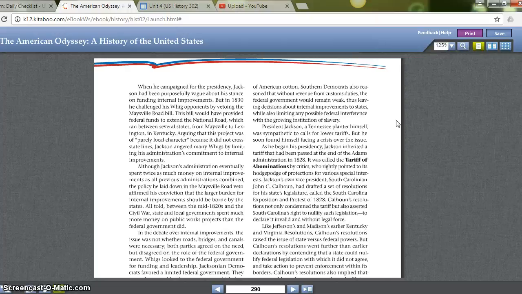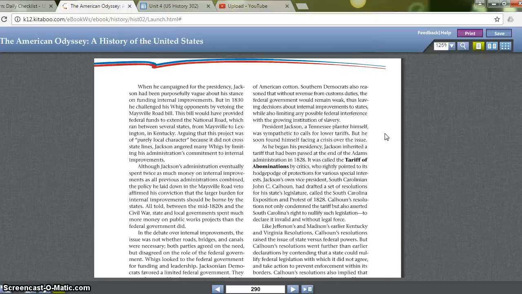President Jackson, a Tennessee planter himself, was sympathetic to calls for lower tariffs, but he soon found himself facing a crisis over the issue. As he began his presidency, Jackson inherited a tariff that had been passed at the end of the Adams administration in 1828. It was called the Tariff of Abominations by critics, who rightly pointed to its hodgepodge of protections for various special interests.